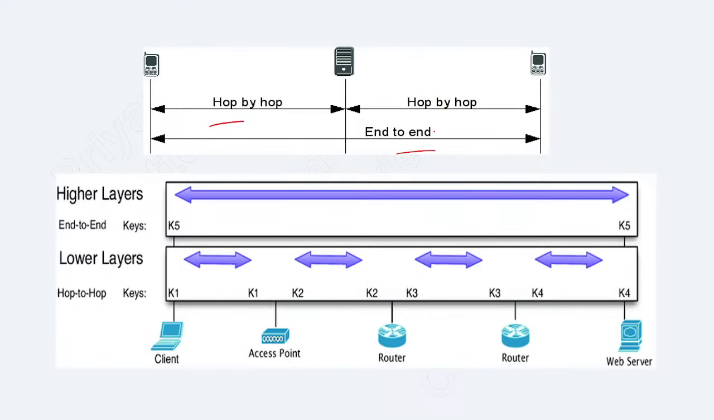What is hop to hop? Whenever this is your mobile, this is your friend's mobile, now this is going on. So one hop to another hop means actually one router to another router, this transmission is going on. In between there are so many routers when you are sending the data.